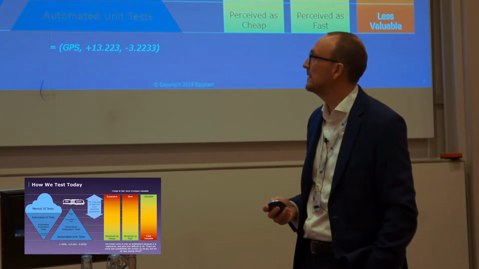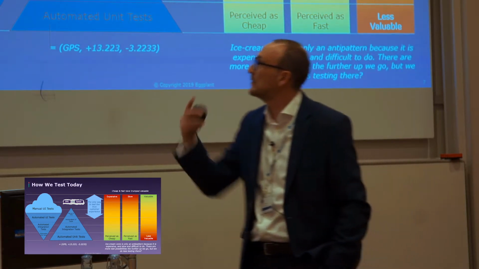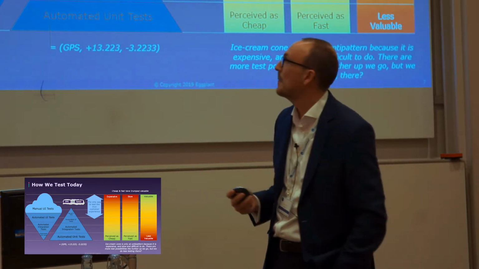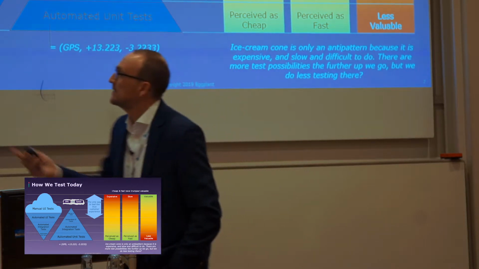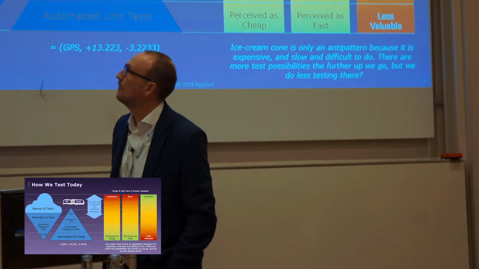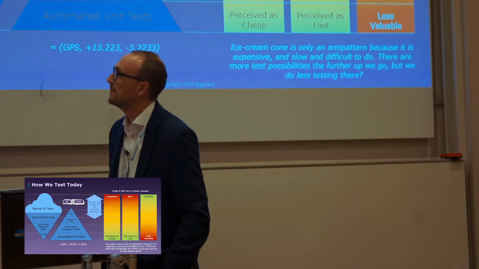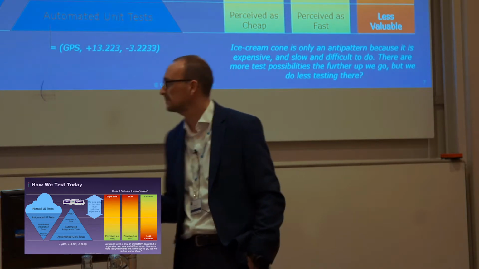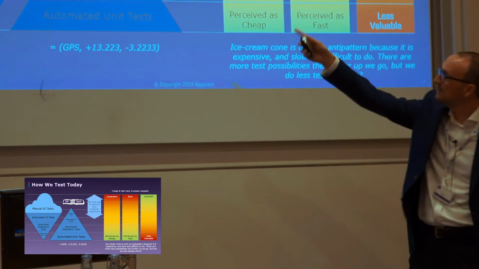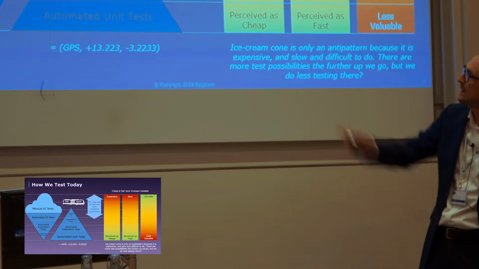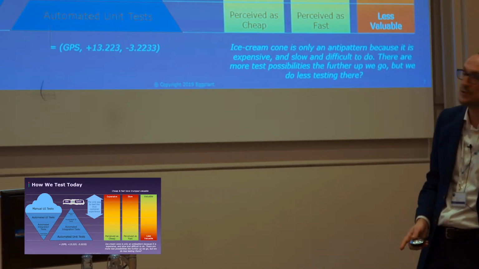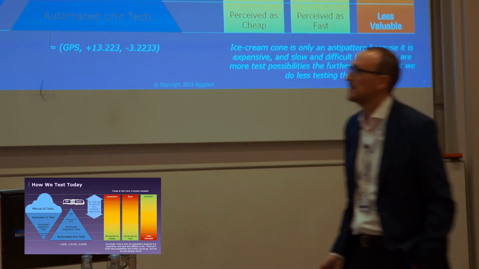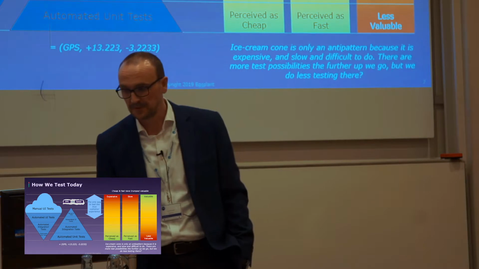What we end up with in this system is that cheap and fast, or perceived as cheap and fast, have trumped valuable. It's an anti-pattern because of the perceived time and cost of the manual testing. But if we can fix the cost of manual testing and invert the ice cream cone, or certainly reduce the manual UI testing, then we get better and more valuable testing that looks at it more from a customer experience perspective.